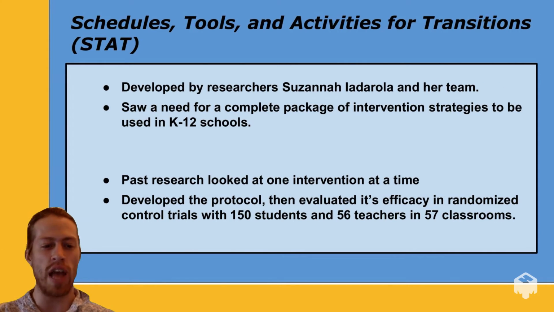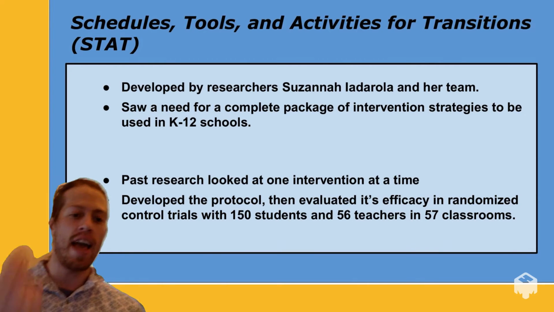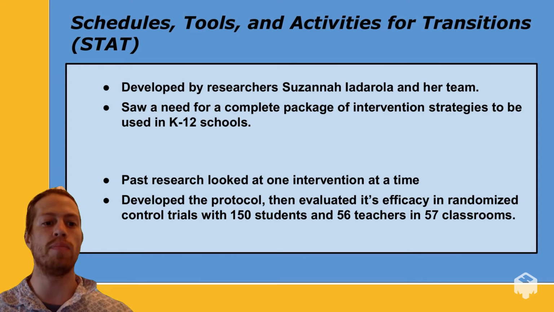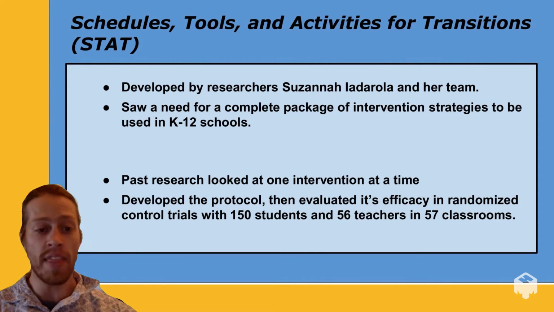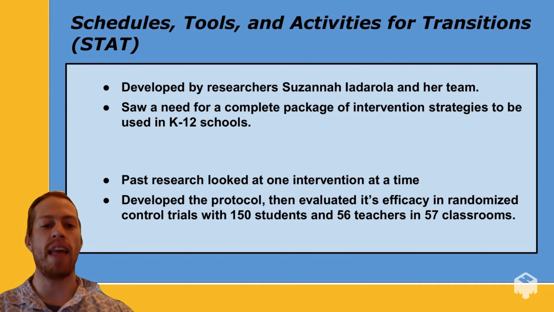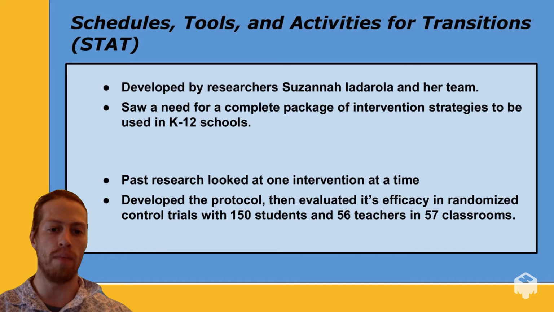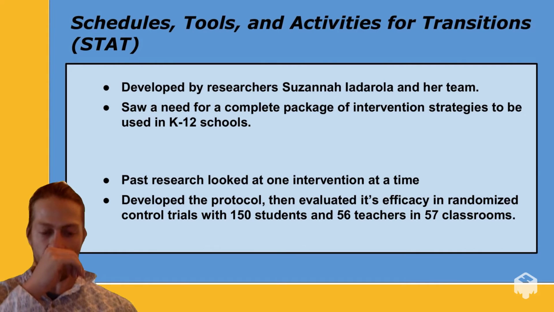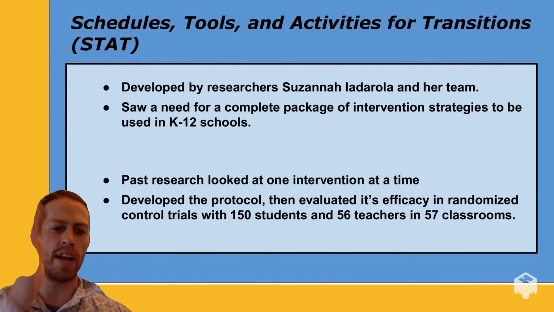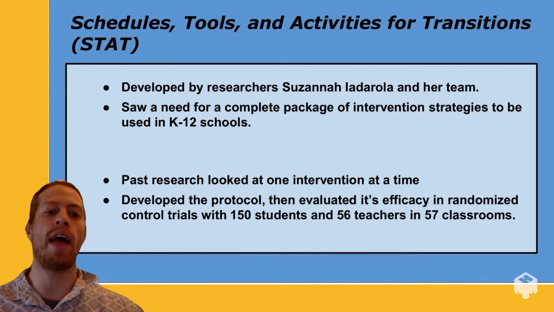So past research had looked at intervention strategies, but they were just single intervention strategies and studying how effective it was. So though evidence-based, teachers would still have to kind of pick and choose, and they thought there needed to be a more complete package. So they developed STAT from previous research, and then they did randomized control trials between two groups, so a treatment group and then a waitlist group, and there was 150 students, 56 teachers, and 57 classrooms, and it was split pretty evenly, about half in each group.